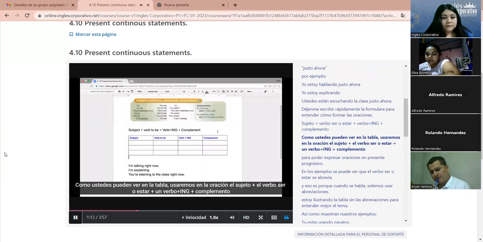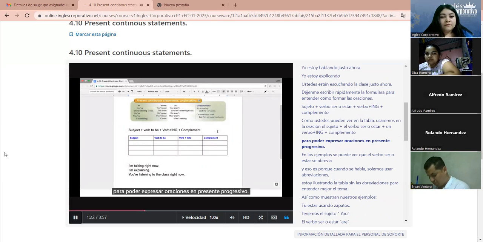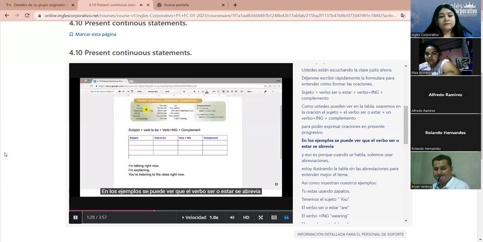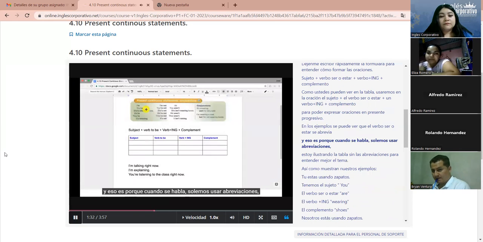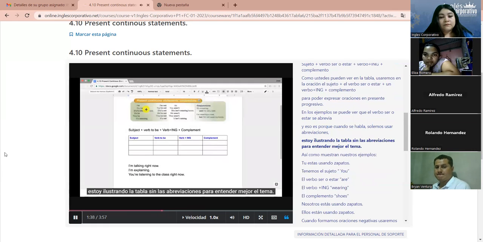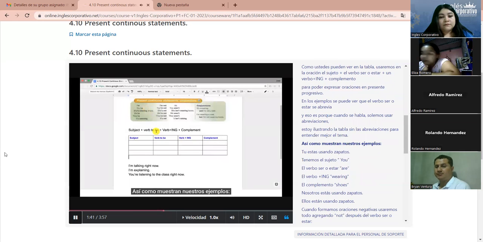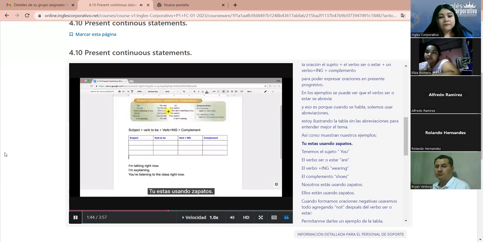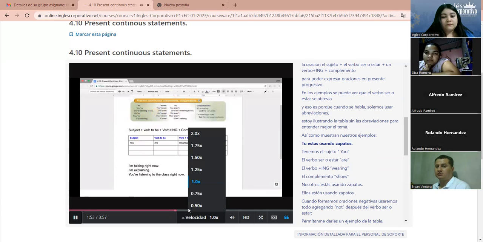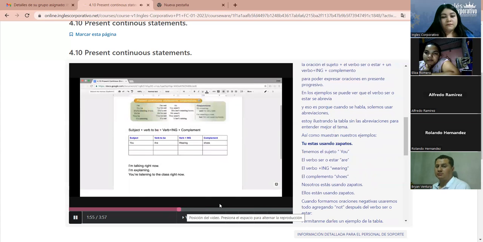As you can see on the chart, we will use the subject of the sentence plus the verb to be plus the verb in its ing form plus some complement in order to express sentences in the present progressive. On the examples, you can see the verb to be is contracted, and that's because when spoken, we typically use contractions. I'm illustrating the chart without the contractions to better understand the topic. So, as our examples show, you're wearing shoes. Okay. I'm going to go ahead and write that here. And not wearing. Let me check.